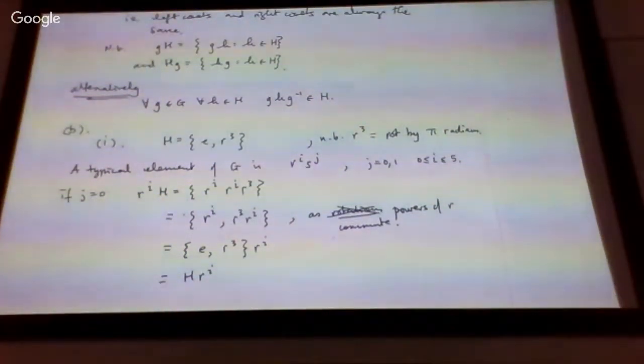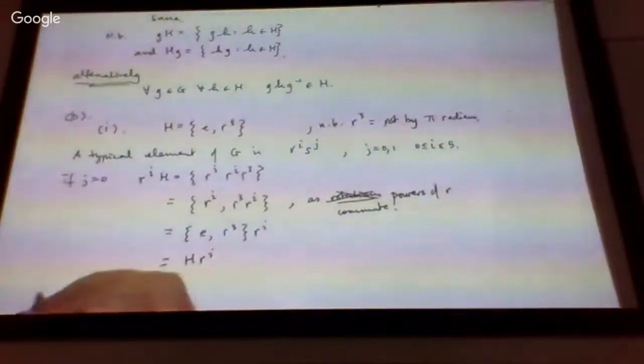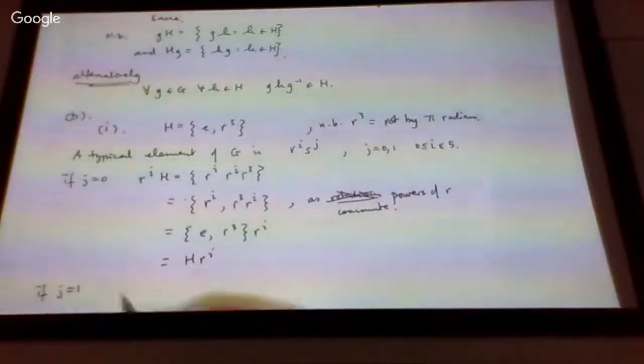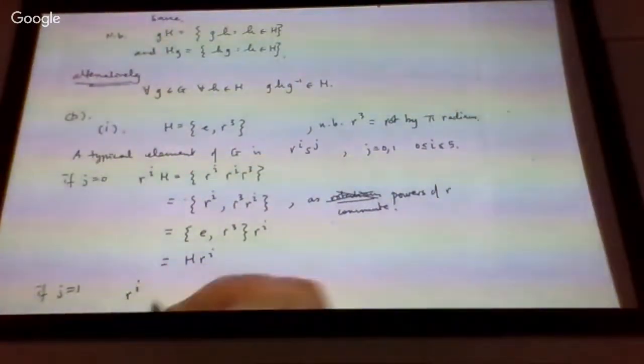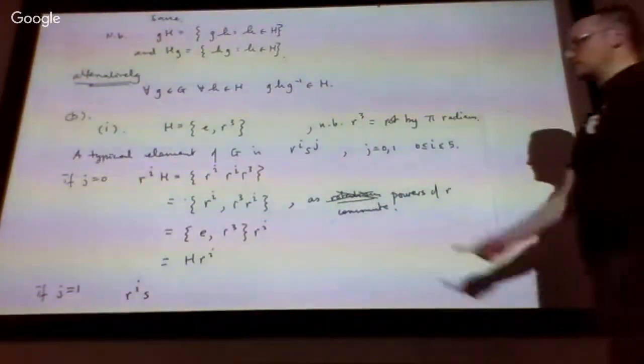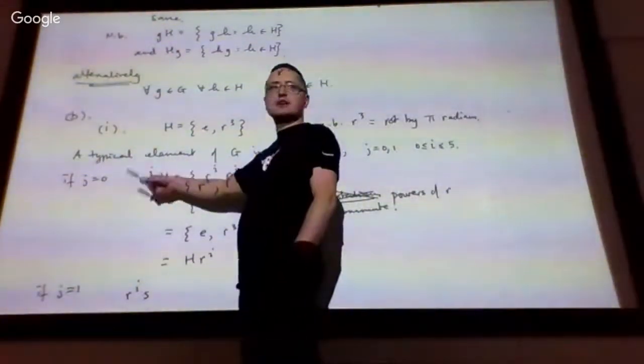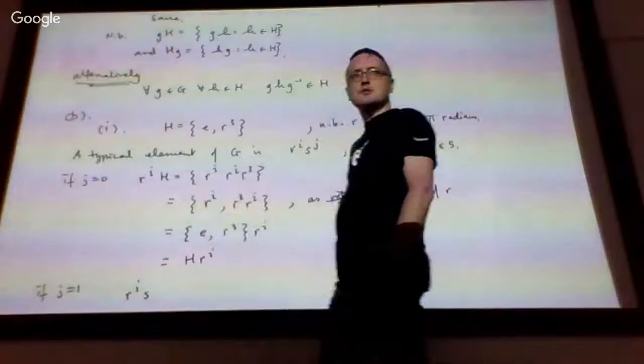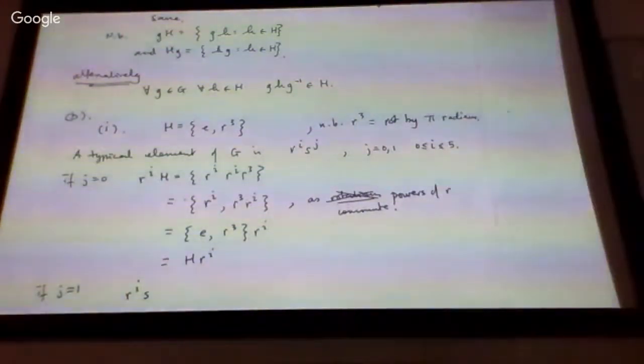Good. So if j equals 0, the left coset is always equal to the right coset. If j equals 1, then a typical element here, and so I'm claiming that we don't need to consider separately the cases for i equals 0, i equals 1, i equals 2. We can just handle them all in one go. And similarly, I think for this case here.